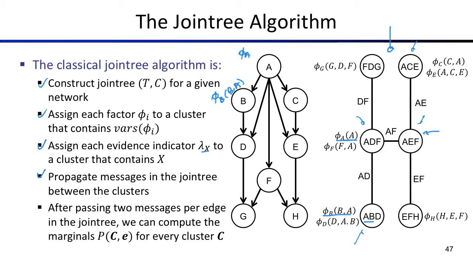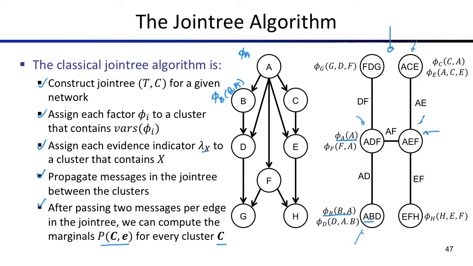And we propagate messages in the Jointree between the clusters. I'm going to use that idea of message passing. We will select one root, and first send messages towards the root, and then a second pass away from the root, and we compute all the messages. After passing two messages per edge in the Jointree, we can compute the marginals. They're going to be the probability of C and e for every cluster C.